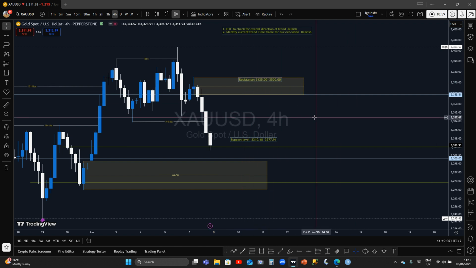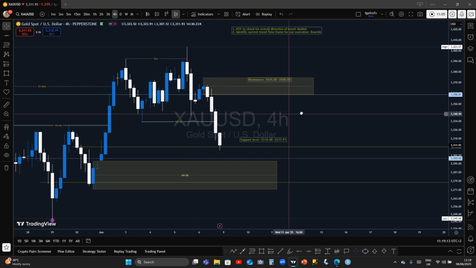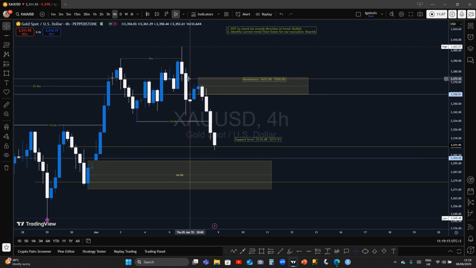This 3558.81, we need to put an eye. There's a demand level here. Sorry, there's a supply level here. Because this is a buy to sell. This is a buy to sell. All right, this buy to sell here created a supply level.